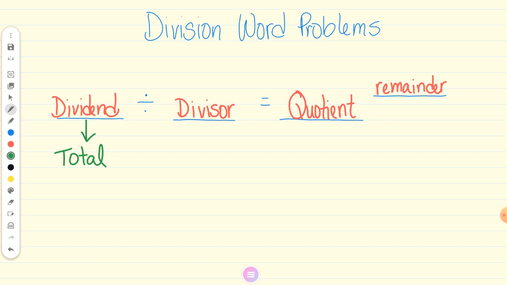Now, the divisor could be two different things. Reese, what's one? Okay, so it could be the number of groups. Or, Abby? How many are in each? Yeah, how many are in each group?